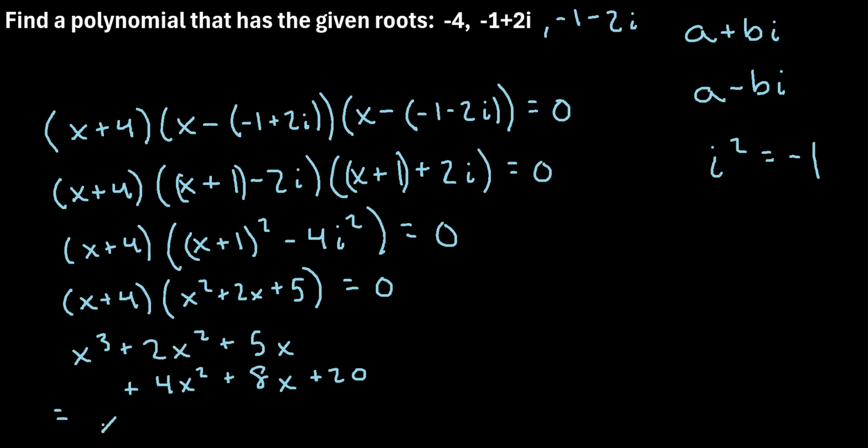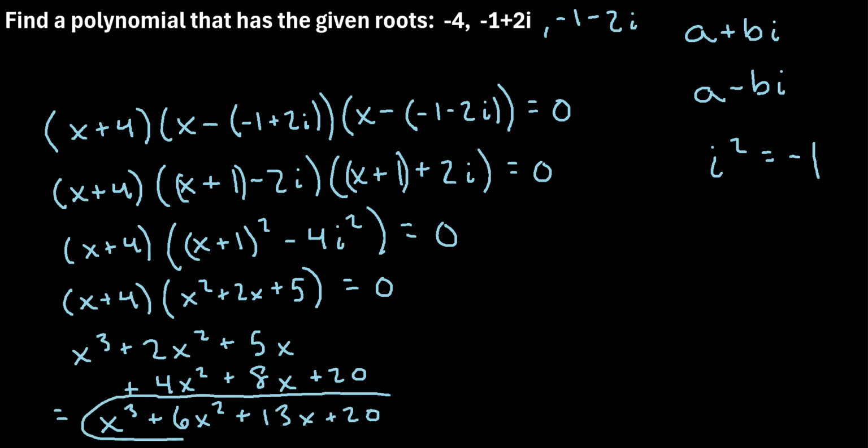So we get x cubed plus 6x squared plus 13x plus 20. And that is our final answer. So this is the polynomial that has these given roots.